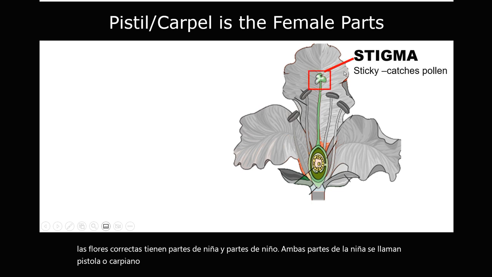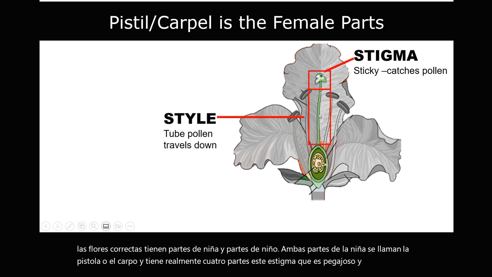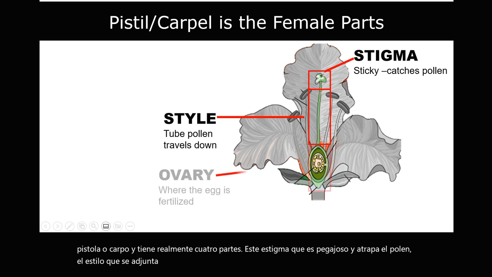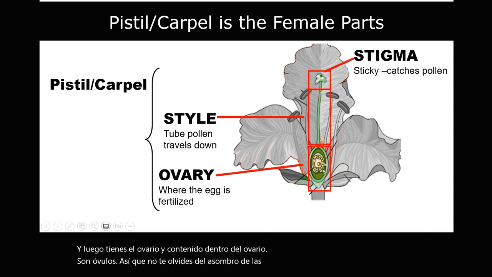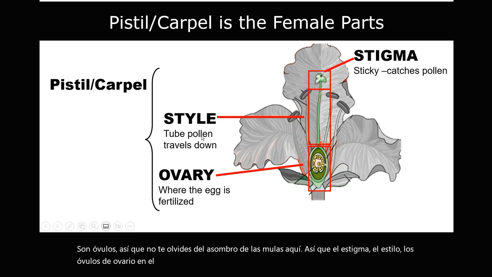The stigma, which is sticky and catches the pollen. The style, which is attached to the stigma, it's helping to hold it up. And then you have the ovary, and contained within the ovary are ovules. So don't forget about the ovules in here. So stigma, style, ovary, ovules in the center. The whole part is the pistil and the carpel.